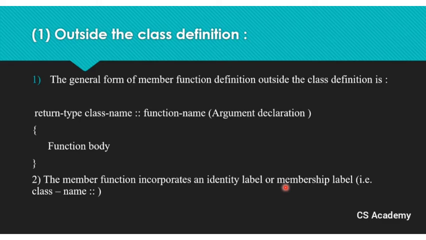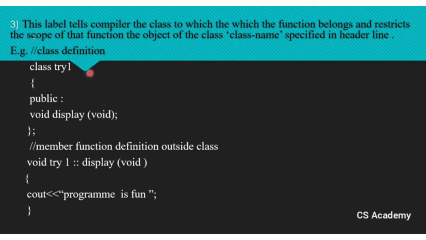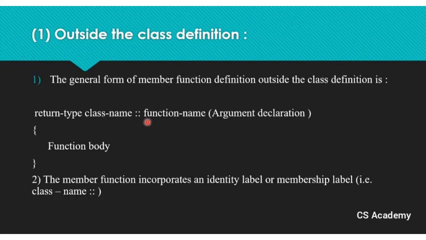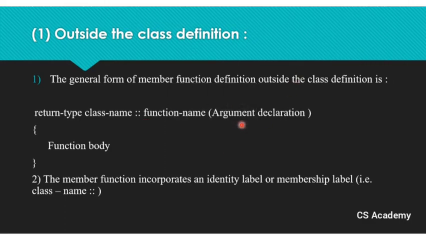Okay, next one. Next, this label tells the compiler the class to which the function belongs. म्हणजे जे मेंबरशिप लेबल आपण इथे याला दिलं, बरोबर आहे. हे जे मेंबरशिप लेबल आहे हे कशासाठी यूज करतात? की आपल्या कंपायलरला कळलं पाहिजे की हा जो फंक्शन आहे हा कोणत्या क्लासला बिलॉंग करतो. ओके, कोणत्या क्लासला. सो हे करण्यासाठी आपण काय करतो, फंक्शनला मेंबरशिप लेबल इथे दिलेलं आहे.